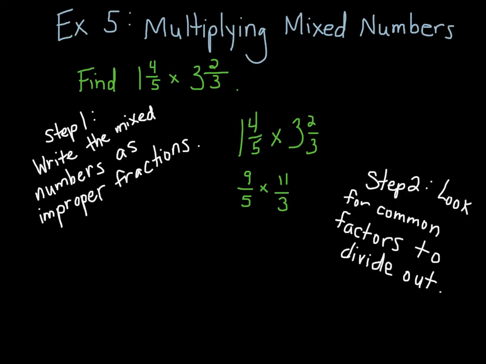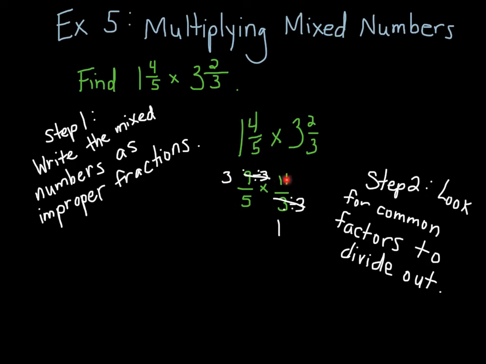Step 3 has us looking for common factors to divide out, so we're going to look diagonal again, and the 9 and the 3 do have a common factor. They can both be divided by 3, so we're going to do that, and 9 divided by 3 is going to become 3, and 3 divided by 3 is going to become 1.